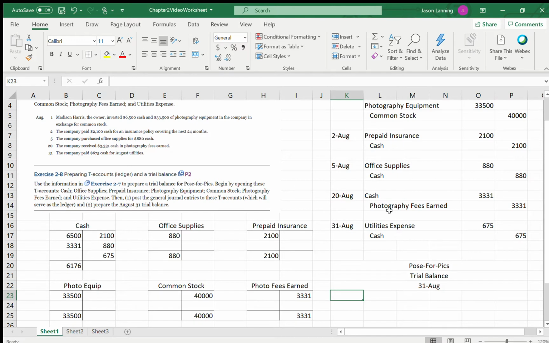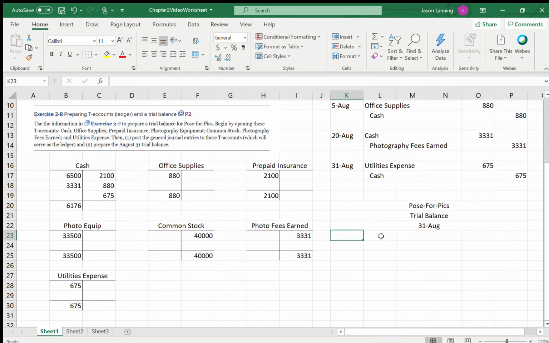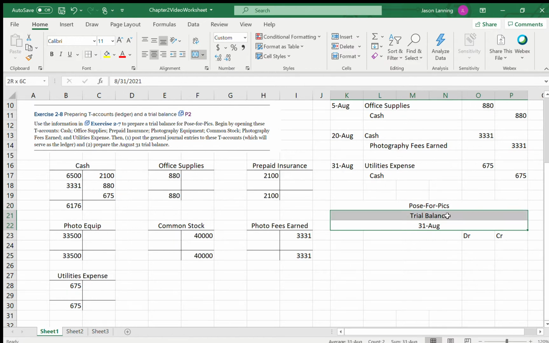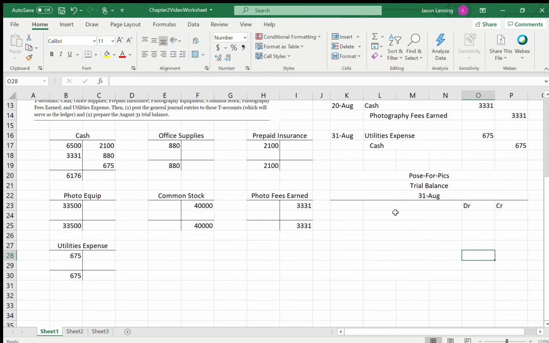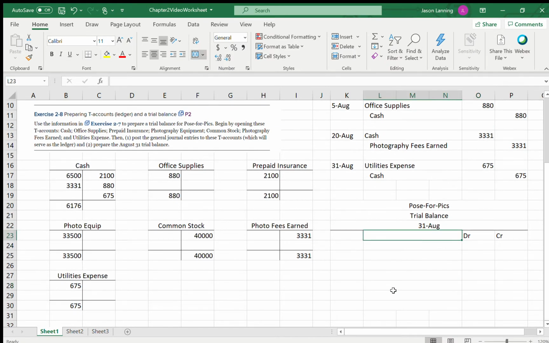Okay. So now all we have to do really is put our accounts in, and the simple thing is we can just go by what we have here on our T accounts. That's the simple thing of it. So we'll have accounts here, and we'll put a debit and credit here, so we know. We will make this nice and pretty. Put a little bottom border on it there. All right, so our first account we have is cash.